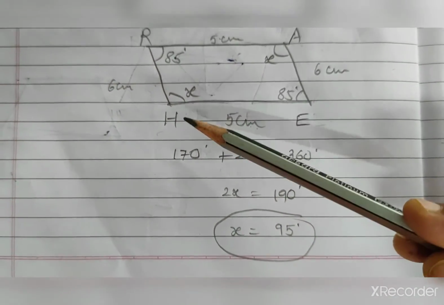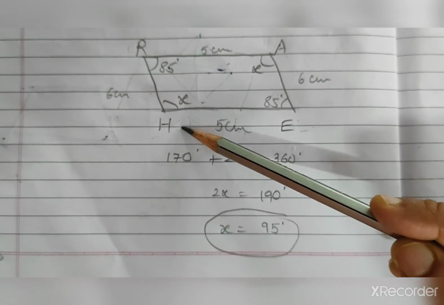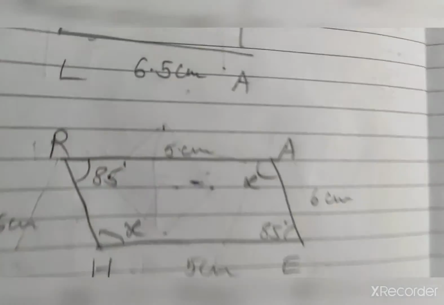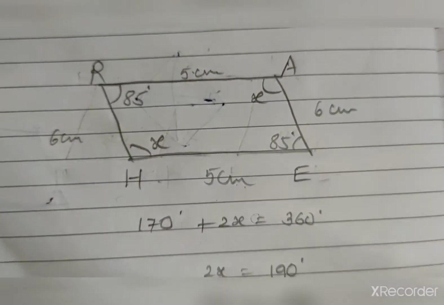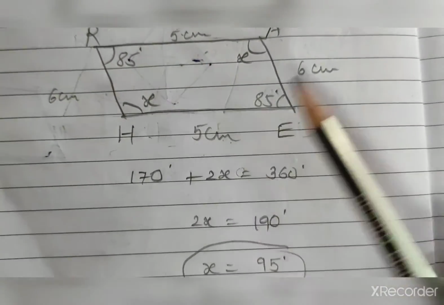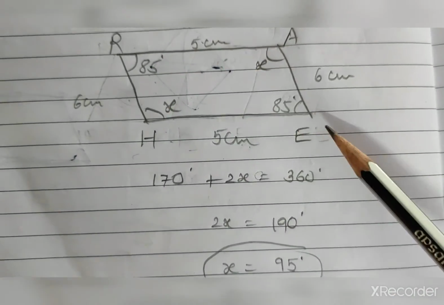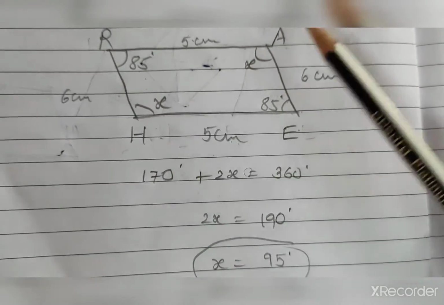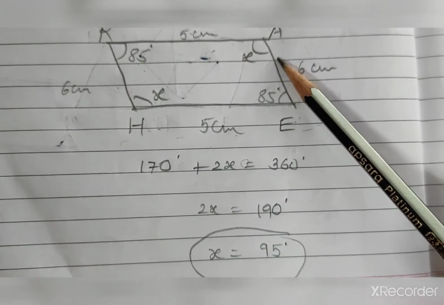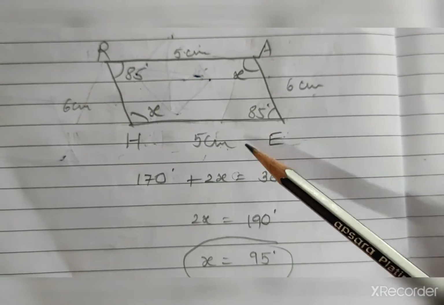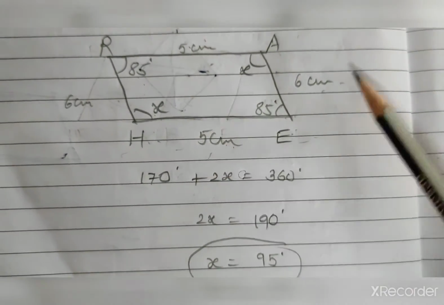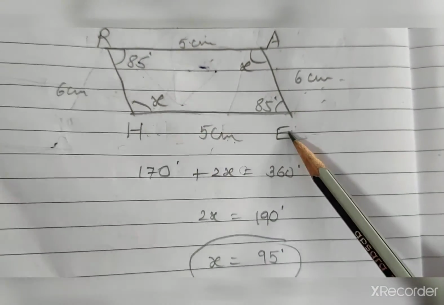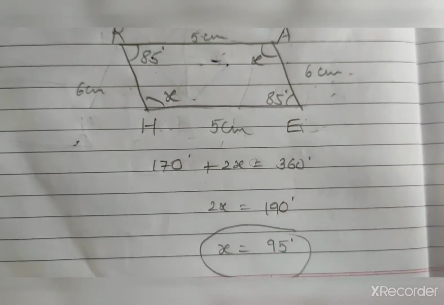HEAR, where angle H we don't know, but we know the parallelogram's property: opposite sides are parallel and equal. Angle R is given 85 degrees, so the opposite angle, angle A, will also be 85 degrees. Now angle H is equal to angle E, x degrees we will assume, and 5 centimeter, 6 centimeter. It's not possible practically, but I am showing you a rough diagram, children, because here you can see a small line segment, it is a greater line segment, but I am explaining this.